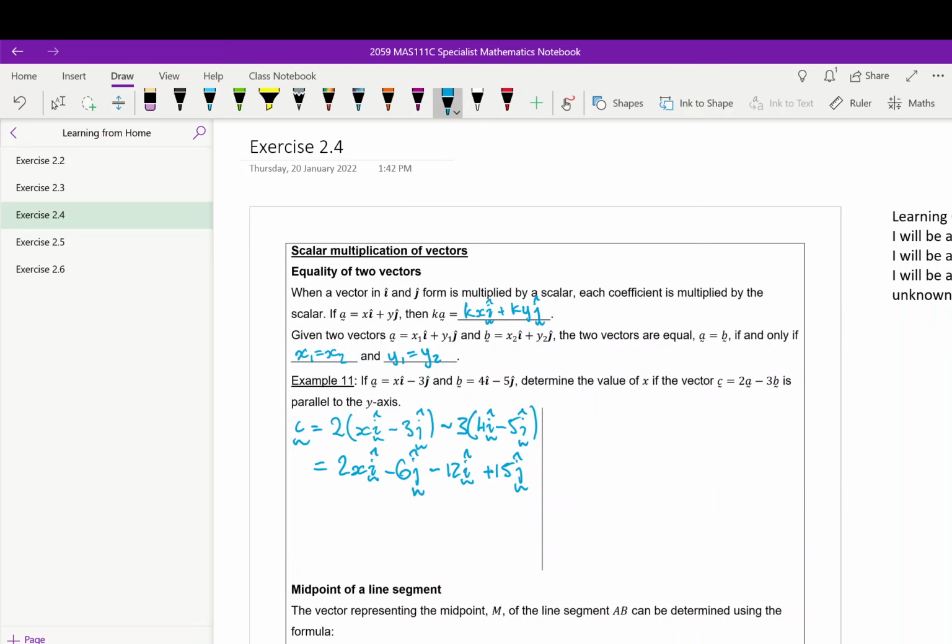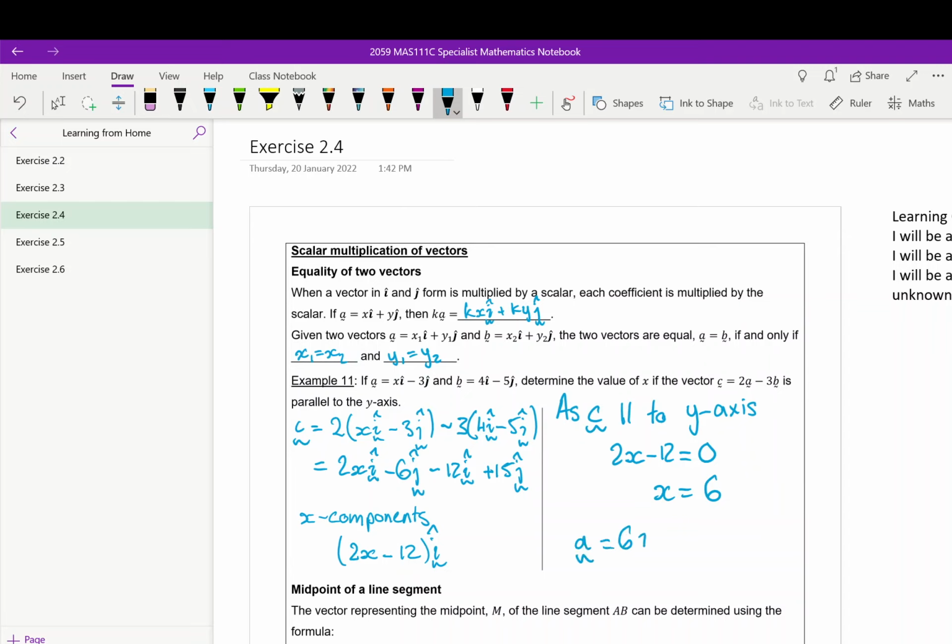So what are our x components? The x components are 2x minus 12i. So as c is parallel to the y-axis, 2x take 12 is equal to 0, which means x is equal to 6. So we know that a is 6i minus 3j.